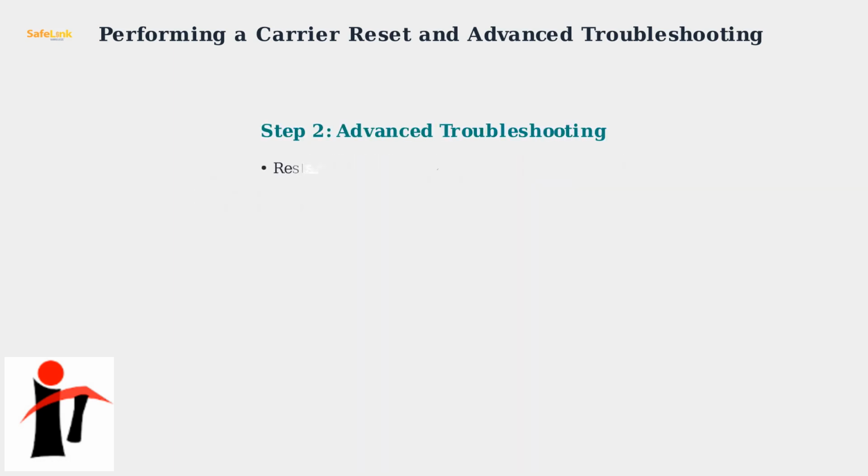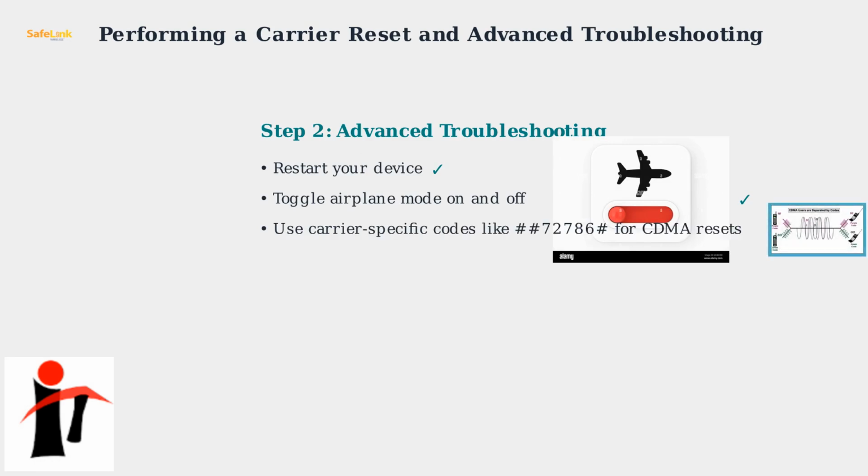If the carrier reset doesn't resolve the issue, try these advanced troubleshooting steps. First, restart your device completely. Second, toggle airplane mode on for a few seconds, then off to refresh connections. Third, for CDMA networks, dial the code 72786 to perform a network reset.